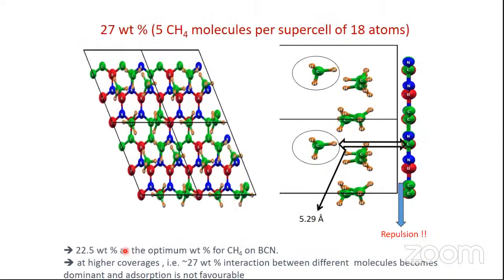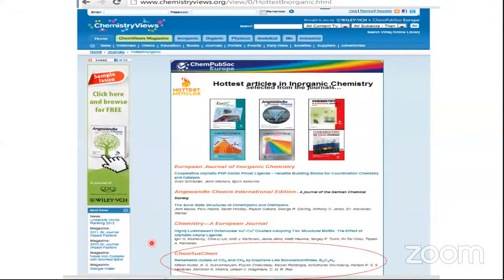And similar calculations were done to support the experiments to figure out how much will be the maximum uptake of methane gas on these BCN materials, and 22.5 weight percentage was the optimum weight percentage for CH4 adsorption on BCN seeds. This was highlighted as one of the hottest articles in ChemSusChem in 2011.